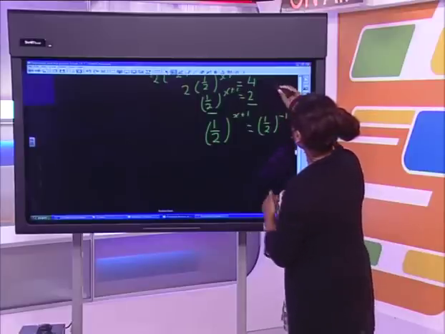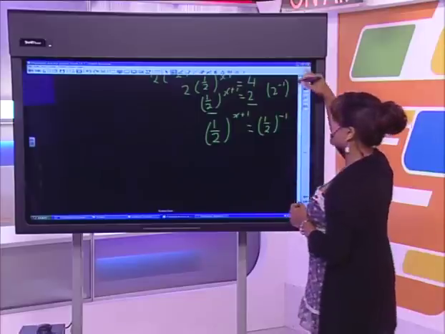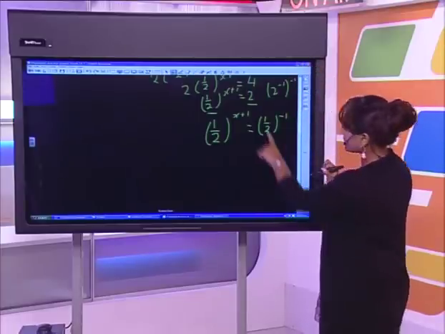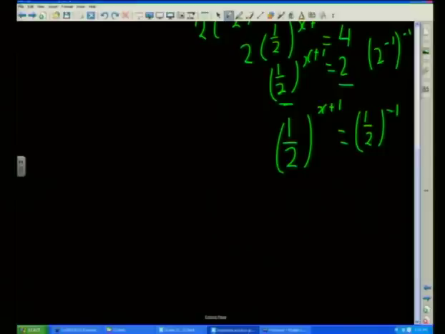Remember, a half is 2 to the power of negative 1. This all goes back to exponent work. And I'm raising that to the power of minus 1. So I can rewrite a half as 2 to the minus 1. If I then raise that to minus 1, I'm just going to get 2 to the power of 1. So all I've done here, guys, is rewrite 2 as a half to the minus 1.